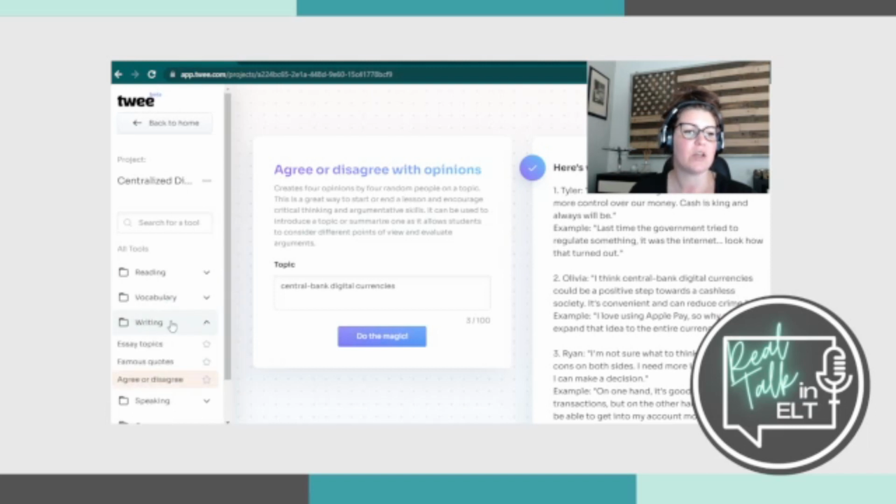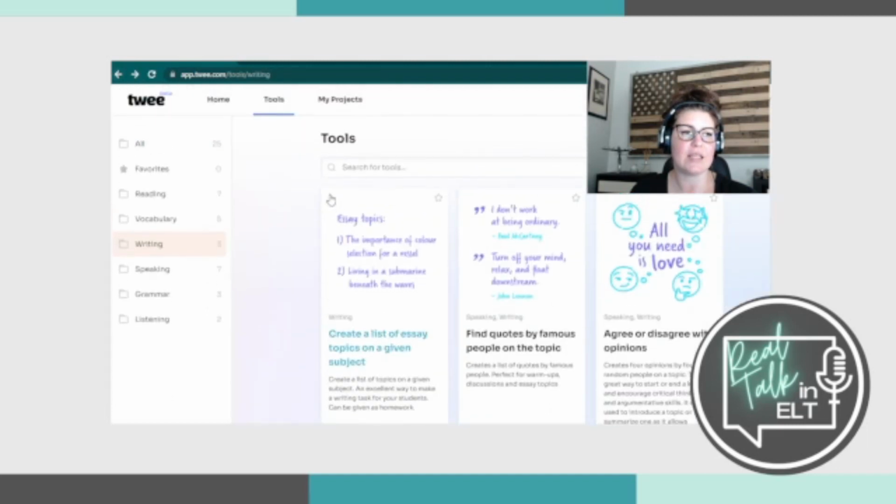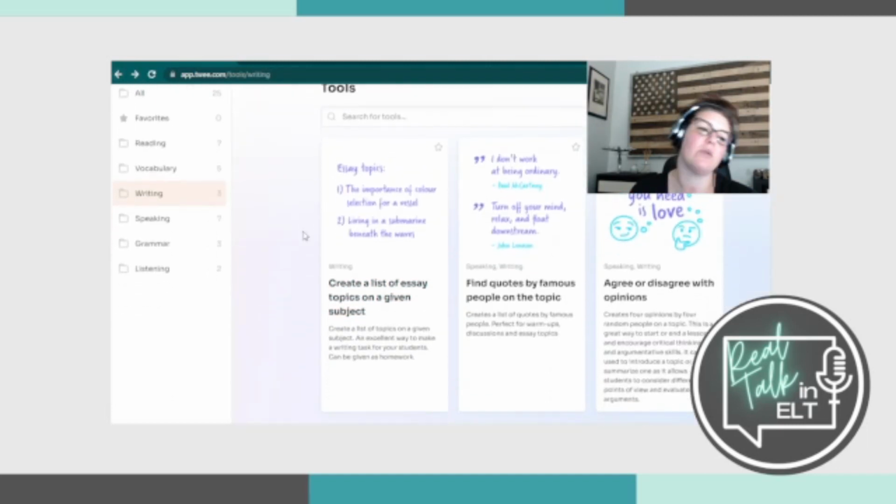Not bad. So in terms of writing, these are the tools that we have for the writing. So they will create a list of essay topics on a given subject. Again, it was the personal essays and kind of the general essays, and you might have to modify those. Find quotes from famous people on a topic.